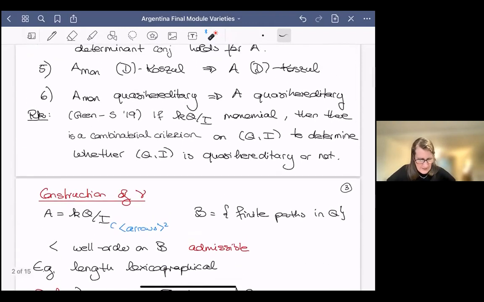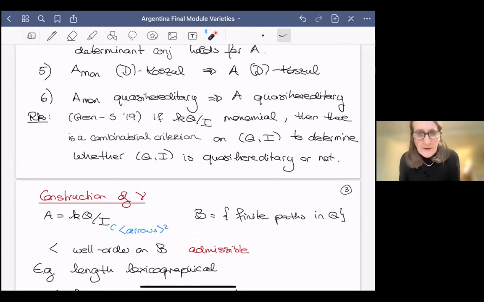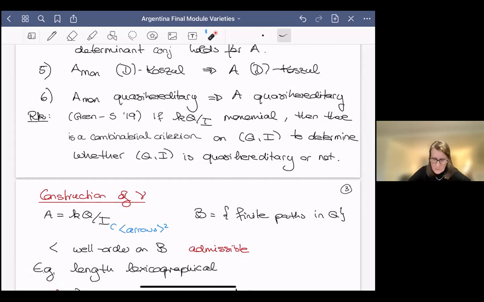Okay, but now let me tell you how these varieties are constructed. So we start with an algebra given by quiver and relations. And in order to, in some sense, fix the quiver, we assume that the ideal is inside the ideal generated by the square of the arrow ideal. Okay, and then we denote by B the basis of finite paths in Q. So this is a basis for KQ. And in order to do Gröbner basis theory, we always need an order.